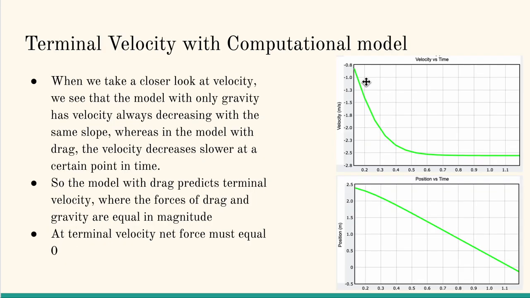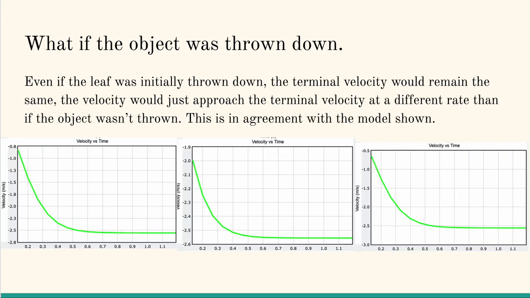So we will take a closer look at velocity here, and we'll see that when we account for the drag force, as time increases, the velocity always approaches this value, which represents the terminal velocity. So the model with the drag force predicts the terminal velocity, where the force of gravity and the force of drag are equal in magnitude, and you can know that they're equal because the slope of this velocity is constant. It doesn't really change, and so that's why you can tell that there's a net force of 0 when the drag force and force of gravity are accounted for.